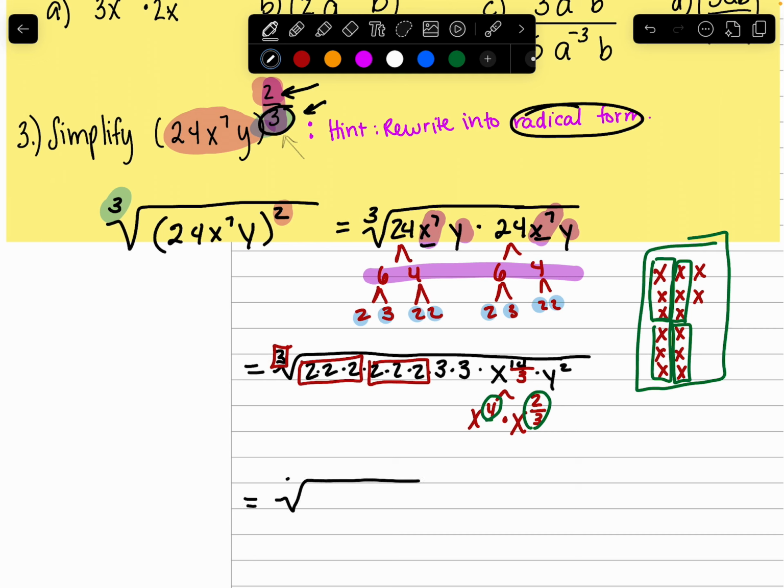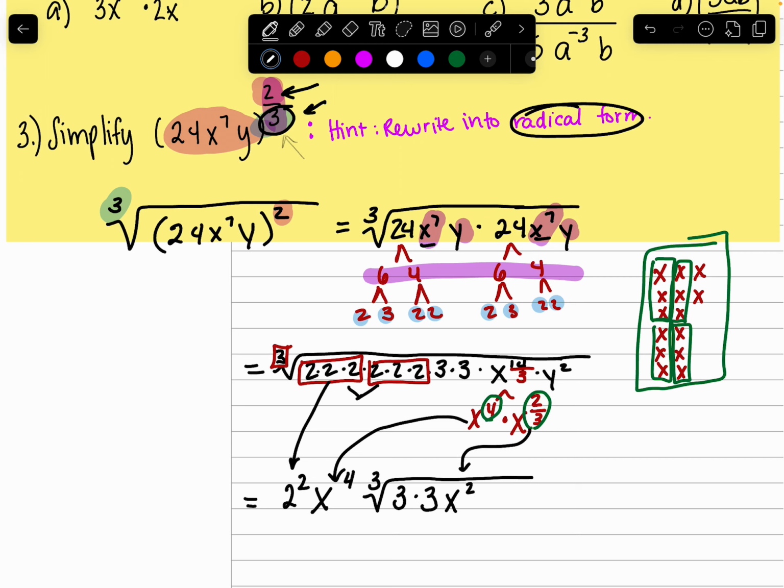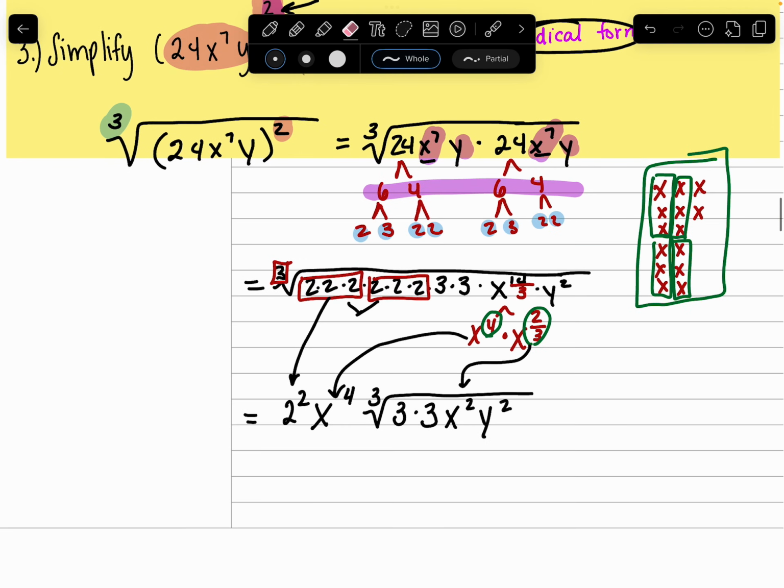So then we have cube root. Now we put everything that we boxed outside. There are 2 of them, so it's going to be 2 squared. And then this is a whole number, x to the 4th power, since we boxed 4 of them here. Then we write everything that was left over inside. So that's 3 times 3, the one with the fraction is x squared, and then y squared. Some of you really know how to do this, but you forget the leftovers. Make sure you write all of them.